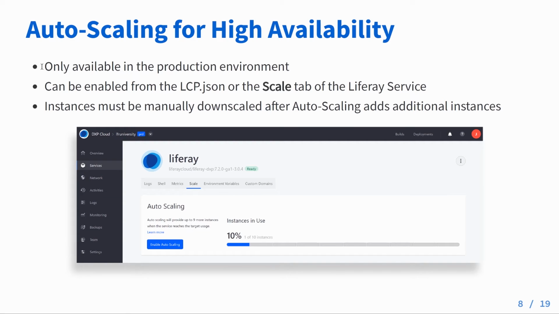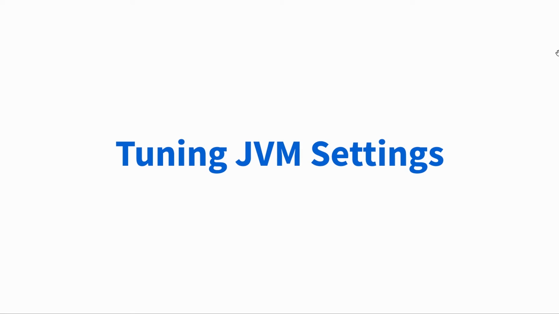One thing to keep in mind when autoscaling is enabled is that instances must be manually downscaled after autoscaling adds additional instances. What autoscaling does is allow us to add instances as our Liferay user base grows. So once we get to a certain point that we get to set, we'll go ahead and add another instance to our Liferay cluster. The next thing that we want to go over is tuning our JVM settings.